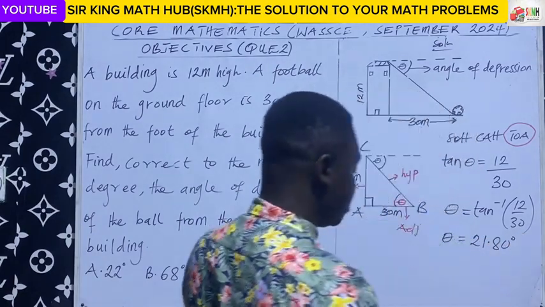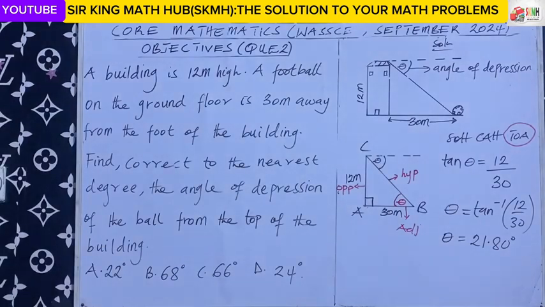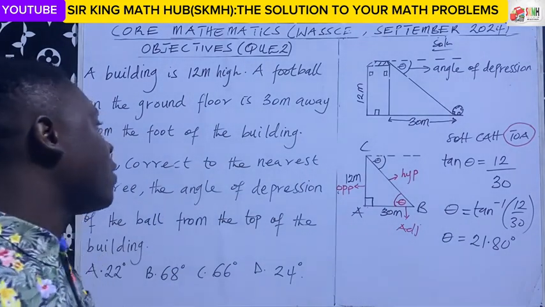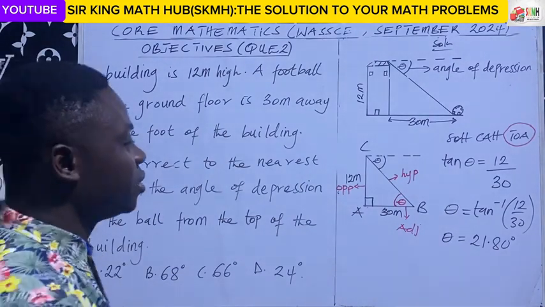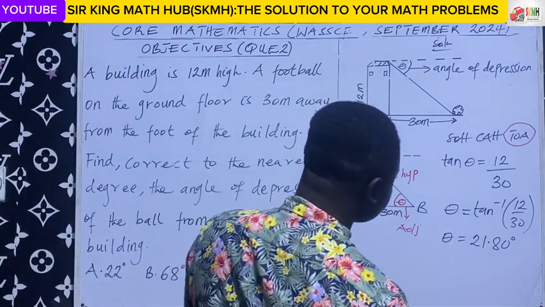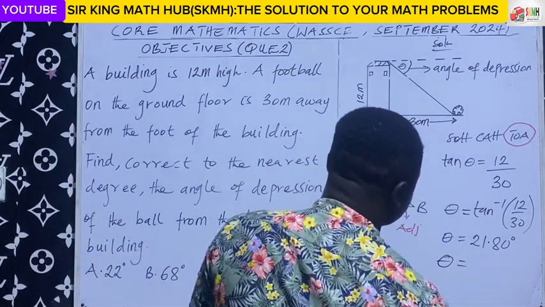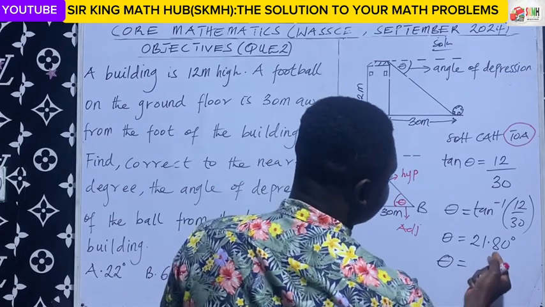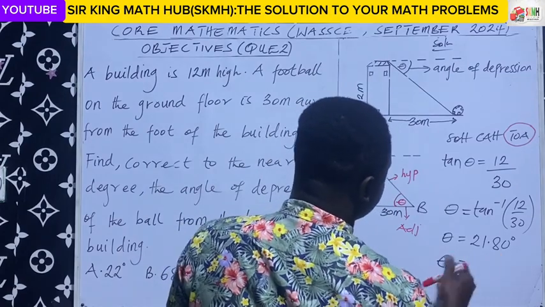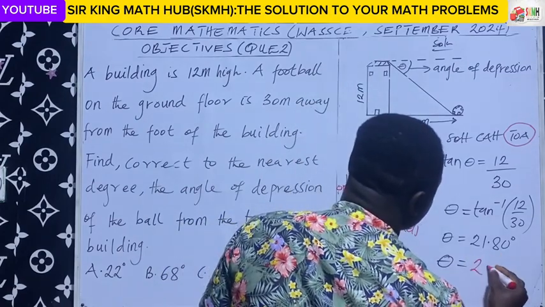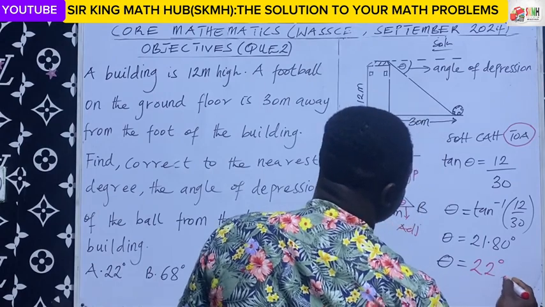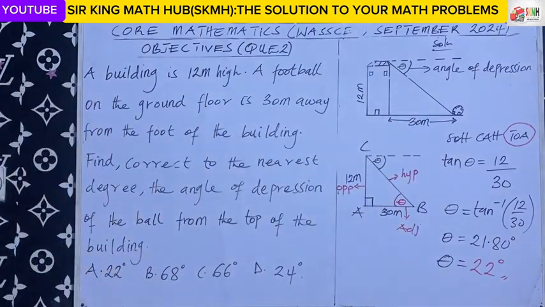21.80 degrees. But don't forget that we were asked to correct our answer to the nearest degree. So to the nearest degree, theta should be equal to, we can round up the 8 to this. So it becomes 22 degrees. So the right answer is option A.